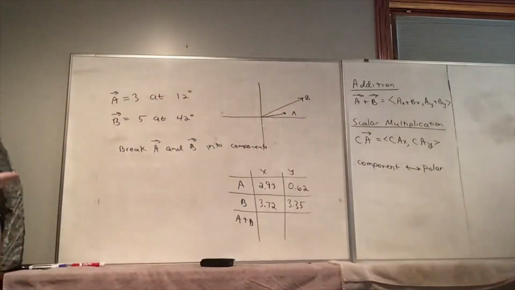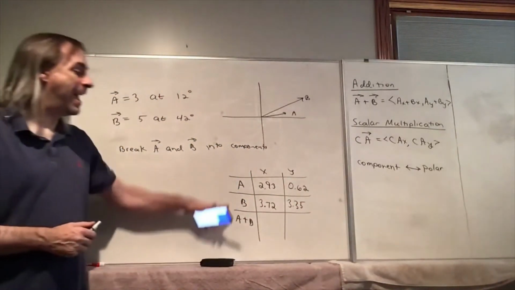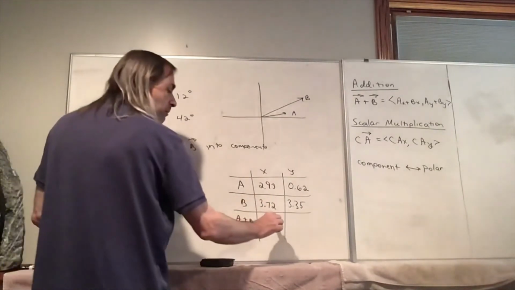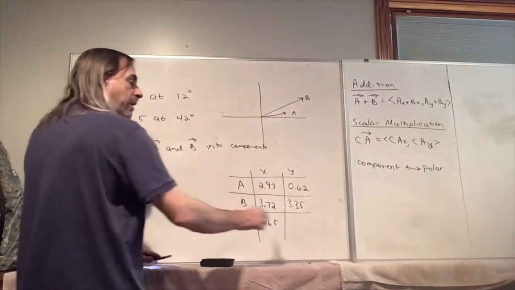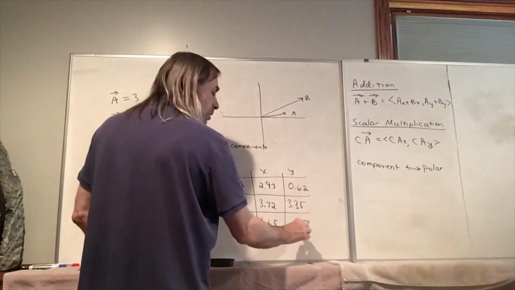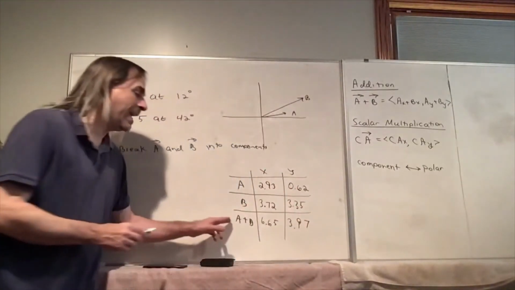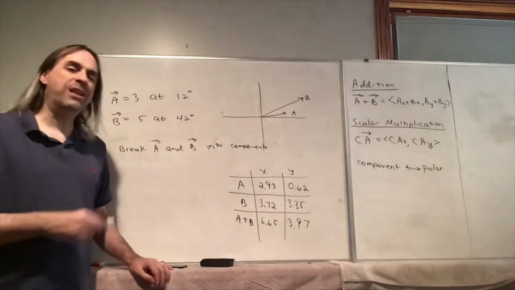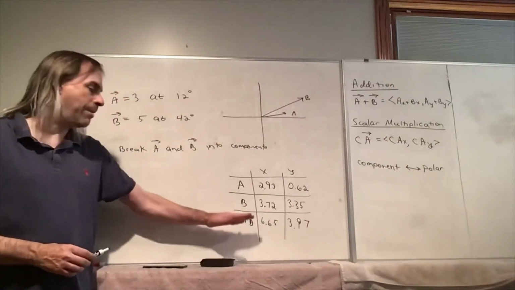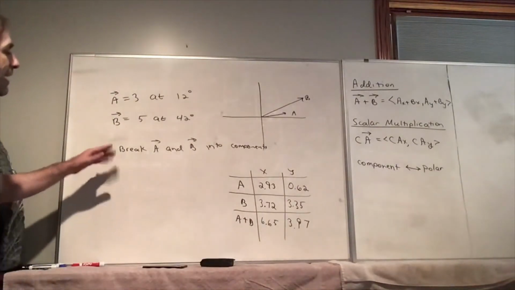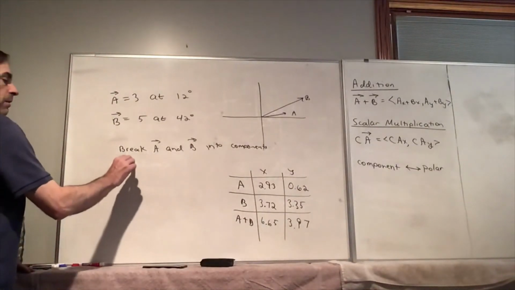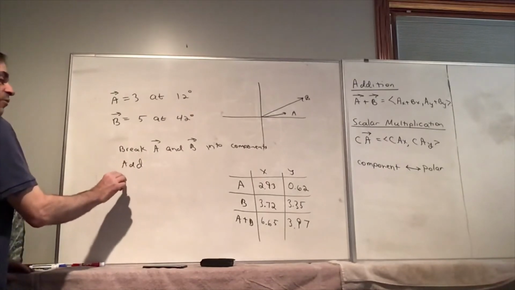So again, break vectors into components, and now if we want to add A and B, we just add the components. So very, very easy to do. And now we have A plus B. However, it's in component form, and maybe we want the answer in polar form as well. So like here, then you add, and then maybe you want to convert back to polar.